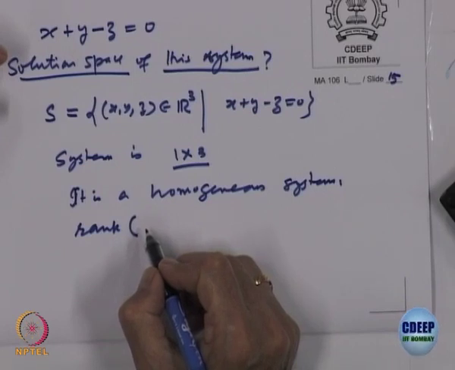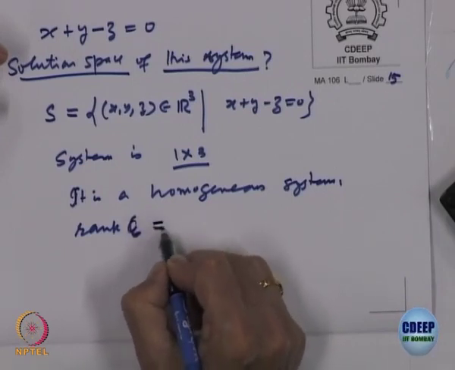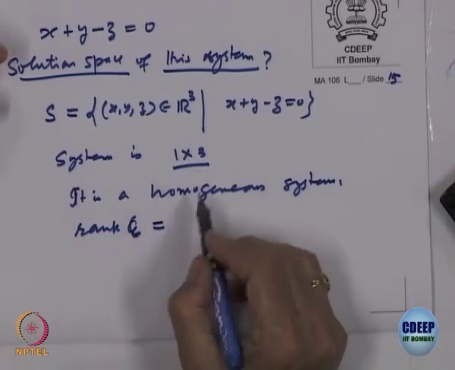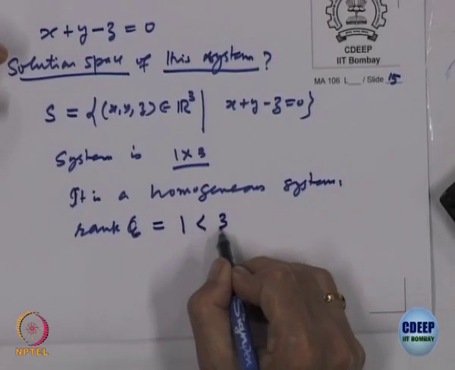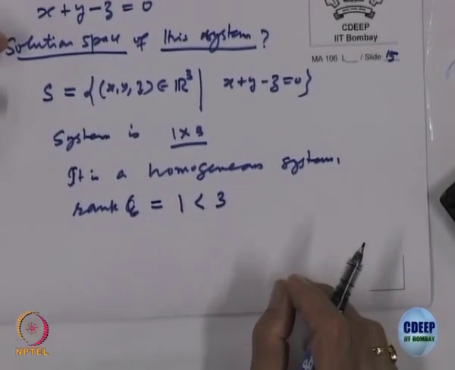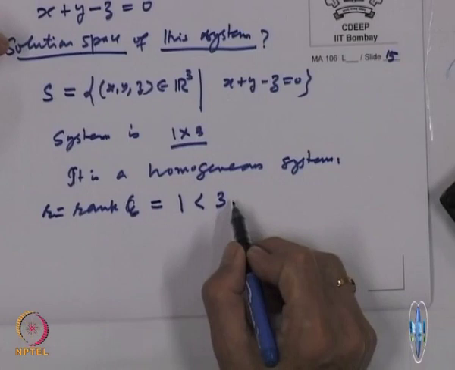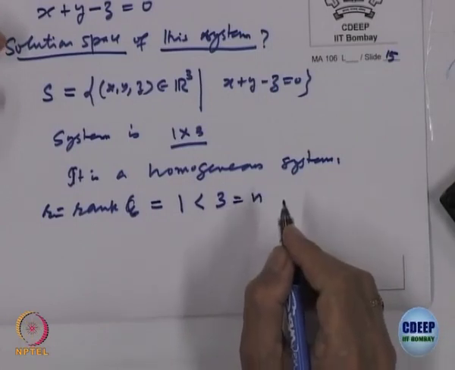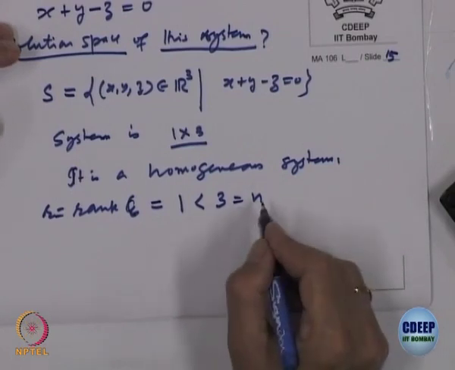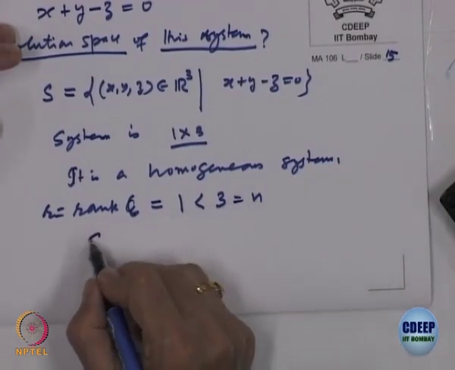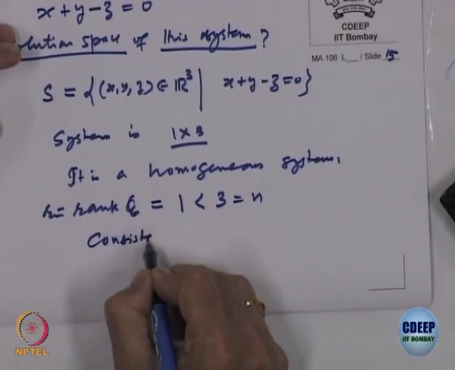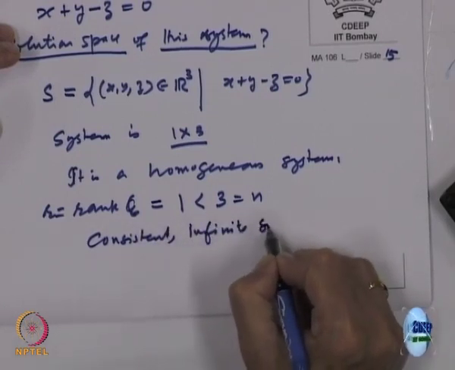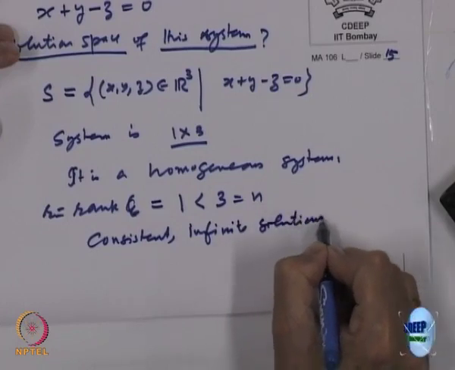Rank is equal to how many pivots are there? 1, which is less than 3, the number of variables n. So that is r, and that is less than n. So how many solutions are possible? Yes, consistent, infinite solutions, right?